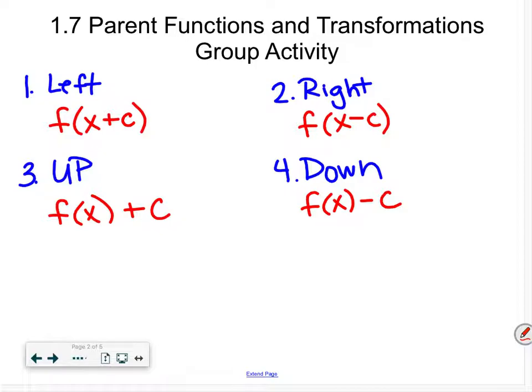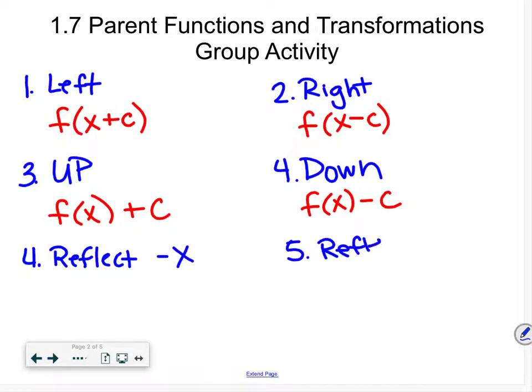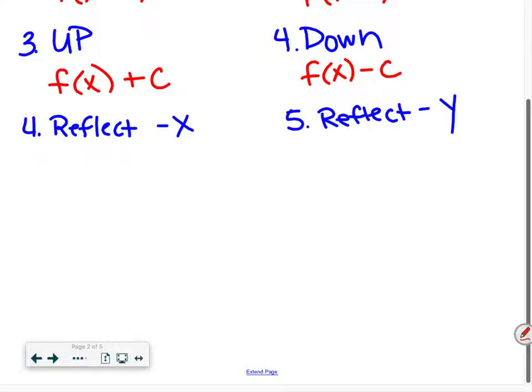All right, reflections. If we are going to reflect about the x-axis, Braden, what do we need to do? I think you put the negative on the outside of the F. Good. If we are reflecting over the x-axis, our y values are changing, which means we need something on the outside of our function, so we put the negative outside of our function.